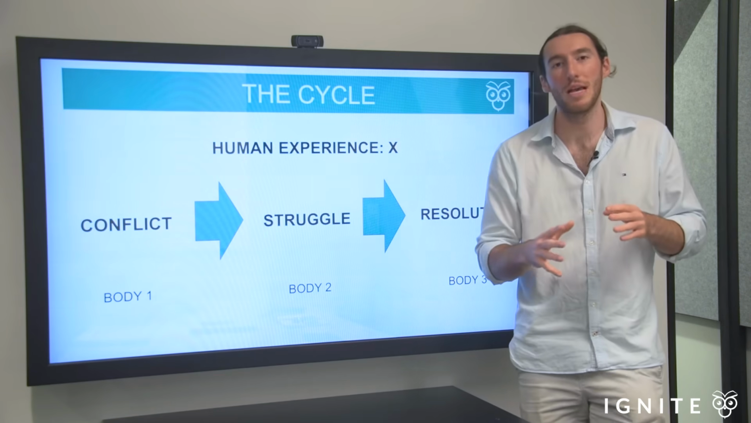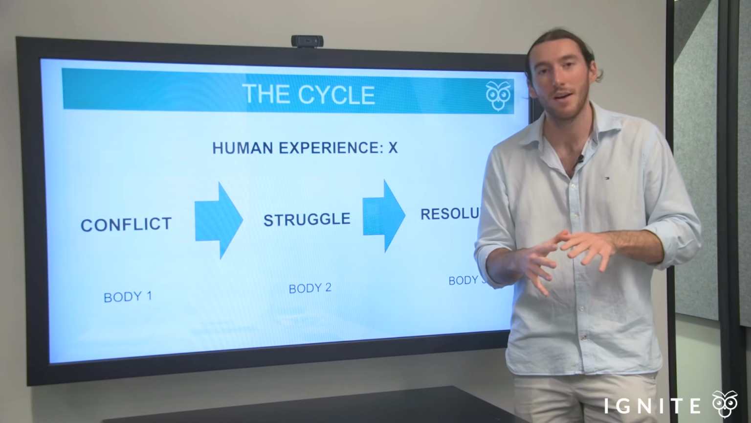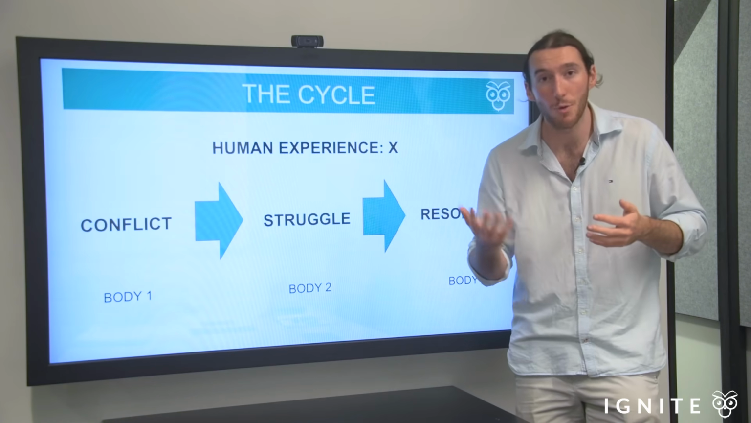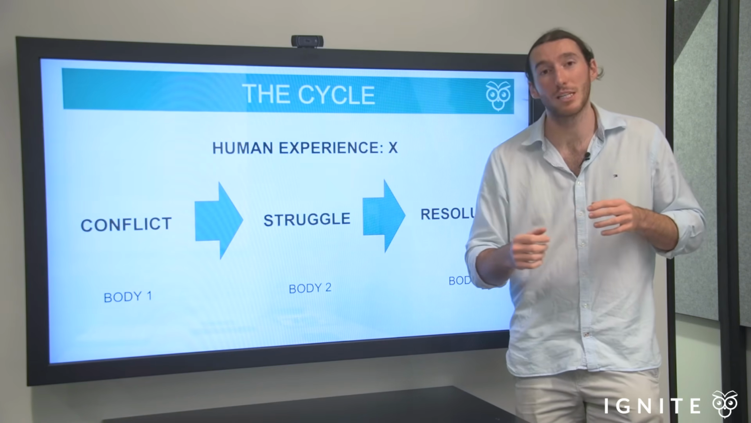Okay, I hope that helps with the general structure that we prescribe anyway, or that I would recommend for the Text and Human Experiences module.